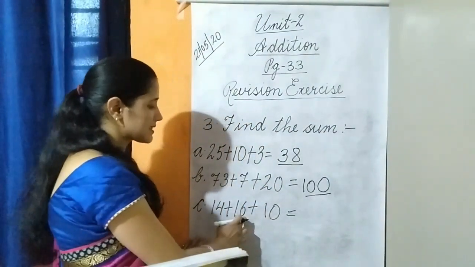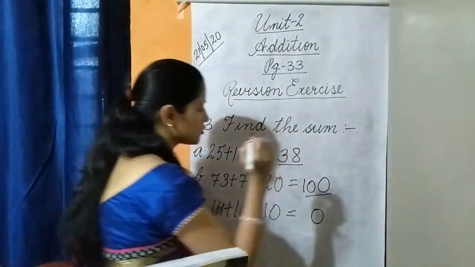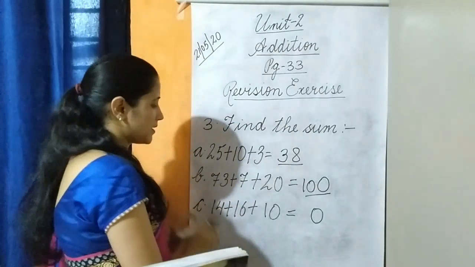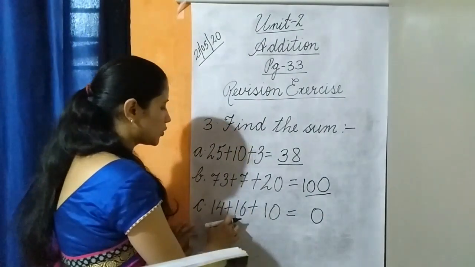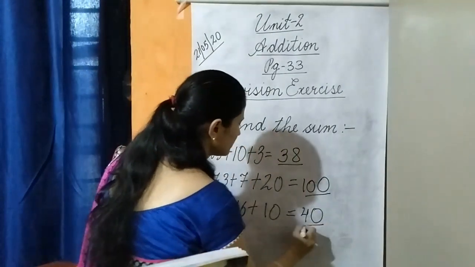0 plus 6, 6, 6 plus 4, 10. So what we will write here? 0, and 1 will be carry forward. 1 we will add with the tens place. 1 plus 1, 2, plus 1, 3, plus 1 carry 4.